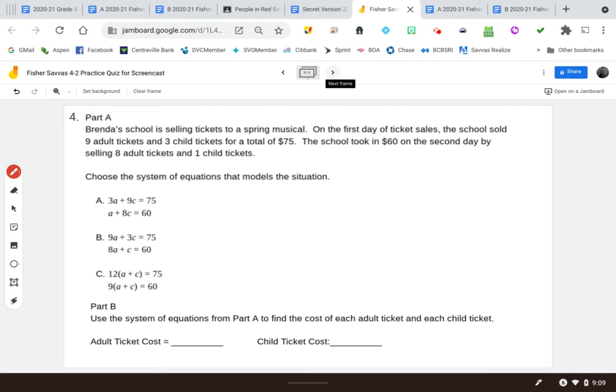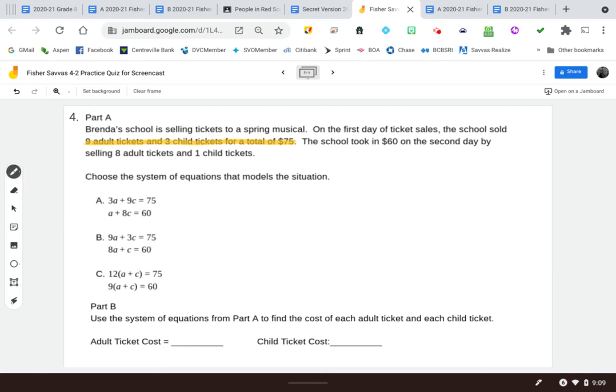All right. So I know from my first sentence, let me use my highlighter here, I know on the first day, the school sold 9 adult tickets and 3 child tickets for a total of $75. And you can see in the answers, the A, B, and C possible solutions, they're using A to account for the cost of an adult ticket, and C is going to represent the cost of a child's ticket. I'm actually going to write that down for you.